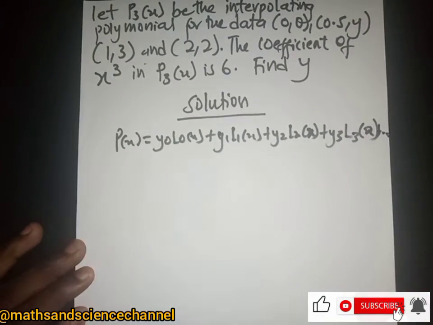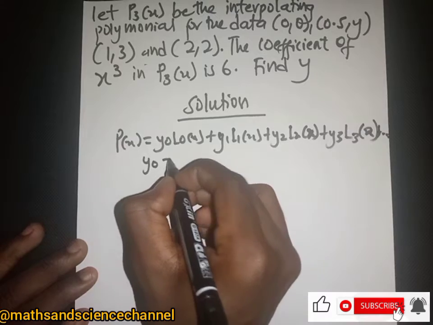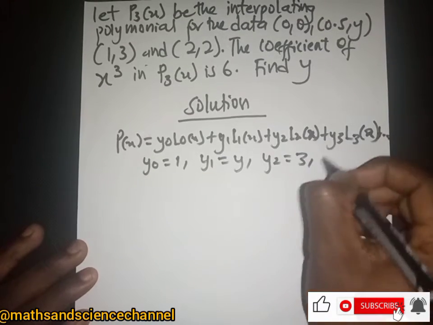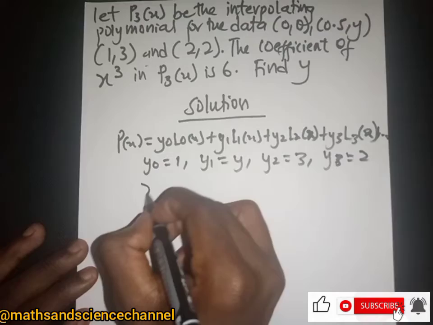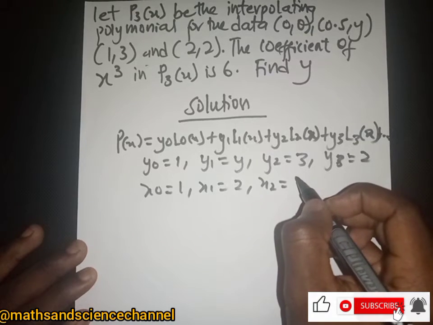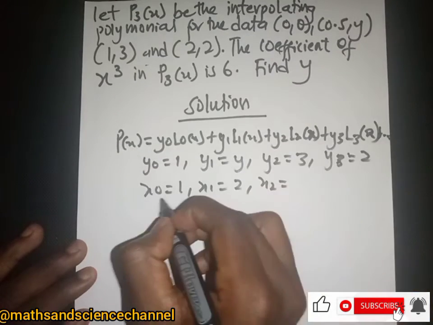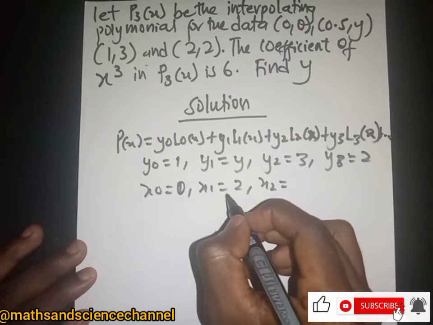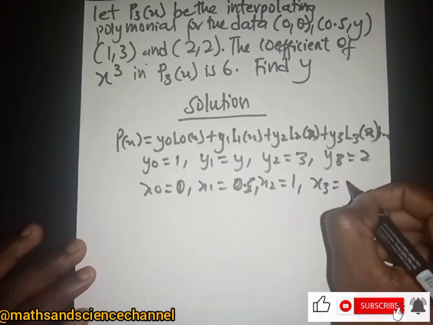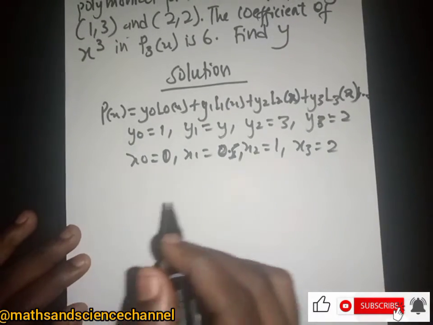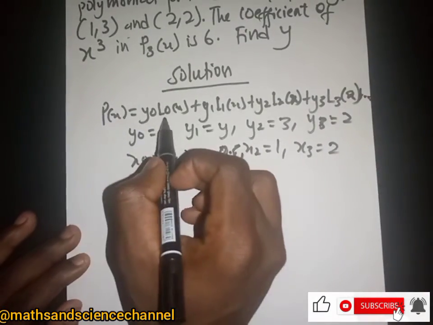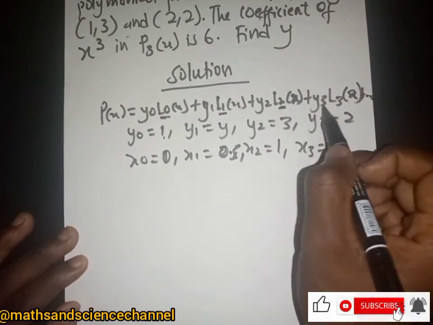Now we are given y0 to be 1, y1 to be y, y2 to be 3, and y3 to be 2. Remember, x0 here is 0, x1 is 0.5, x2 is 1, and x3 is 2. Very good. Since we have y0, y1, y2, y3, the only thing we need to find is l0, l1, l2 and also l3, right?